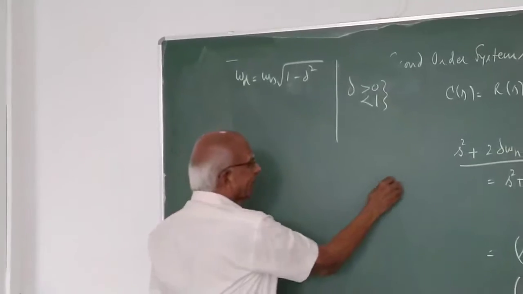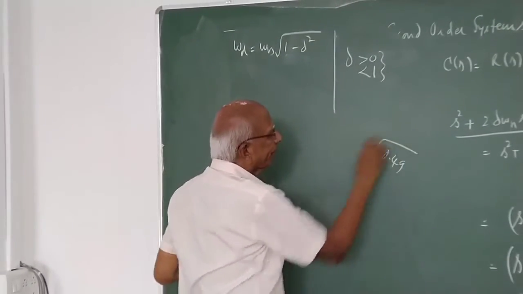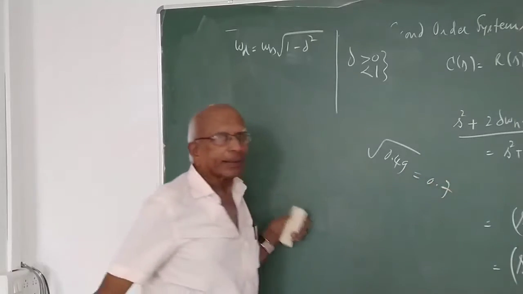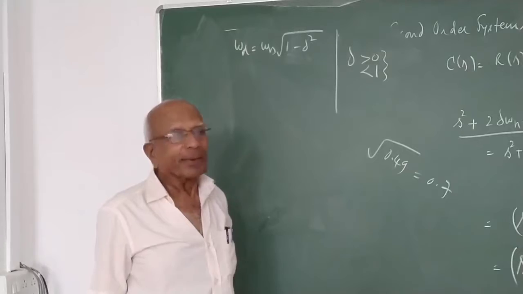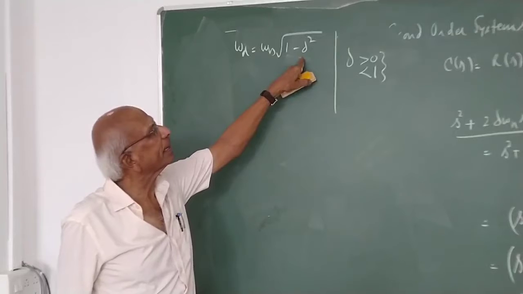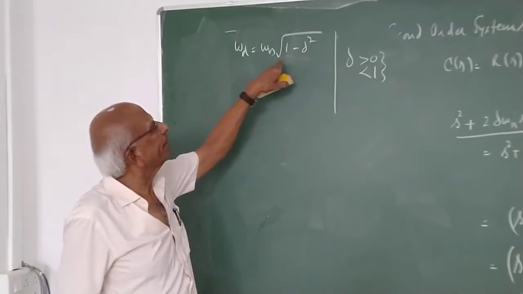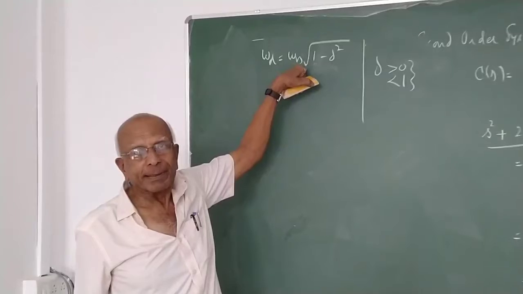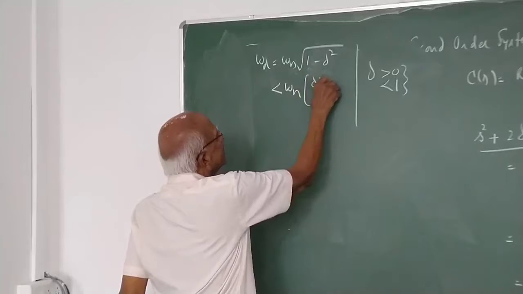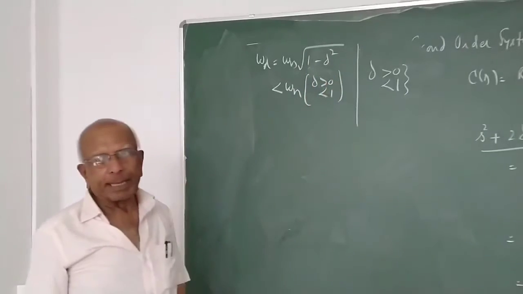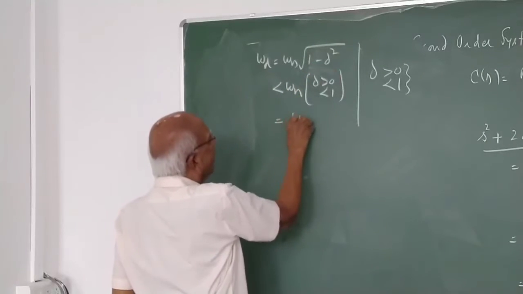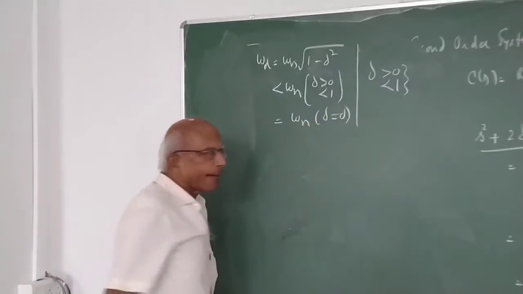For example, if you take the square root of 0.49, what is that? It is 0.7, greater than this. Which means this part, for delta greater than 0 and less than 1, is going to give you a fractional decimal value. That means it will be less than omega n. More practical. Occasionally, delta will be equal to 0, and obviously omega d is equal to omega n if delta is equal to 0.